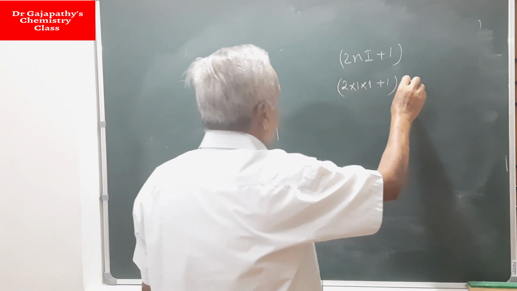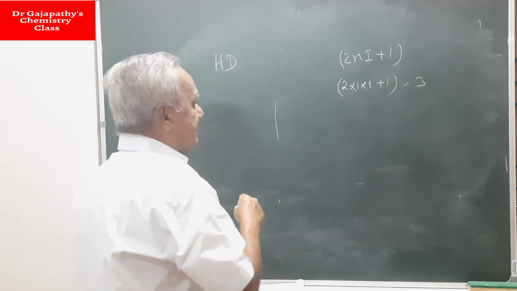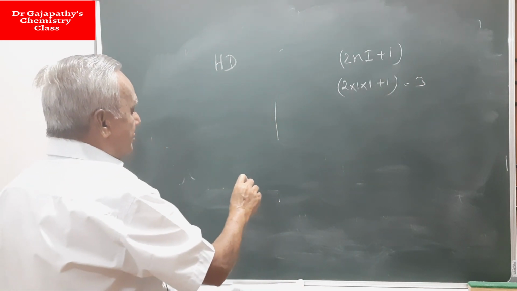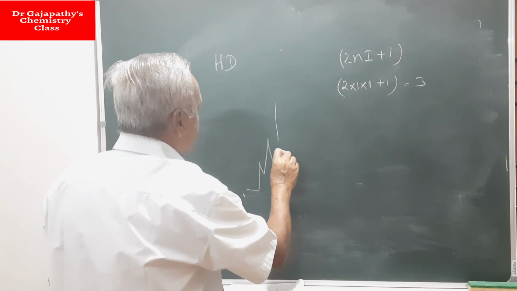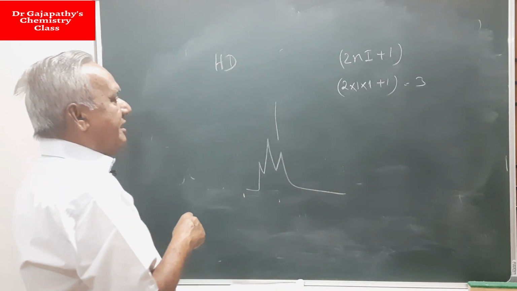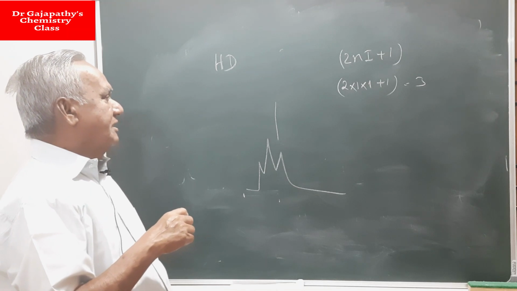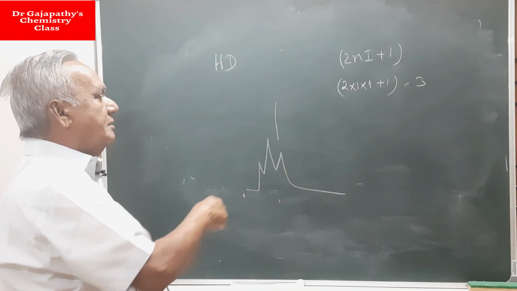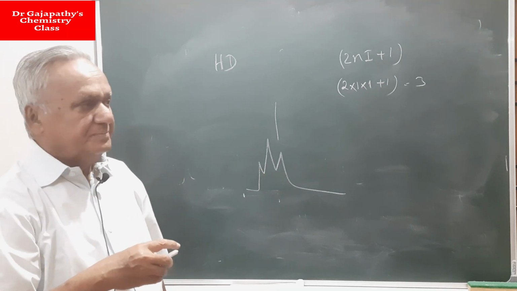So that will be equal to 3. So this will be split into a triplet. The proton NMR will contain only one triplet, a single line which is split by the deuterium into a triplet.